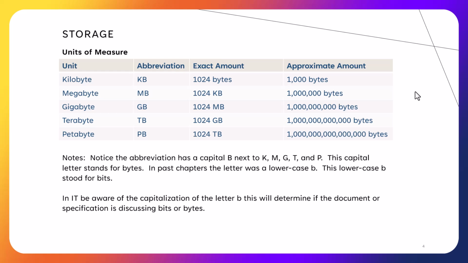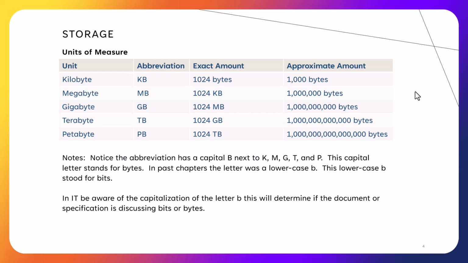A kilobyte is 1,024 bytes of data. It's about 1,000 bytes, so a lot of times we'll round just to make it easy. A megabyte is about 1,000 kilobytes. A gigabyte is 1,024 megabytes, or about 1 billion bytes. Terabyte and petabyte. So again, what you remember in terms of storage, we're talking bytes.